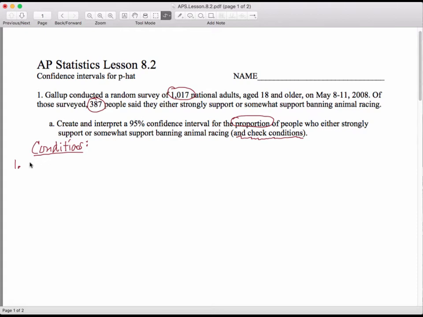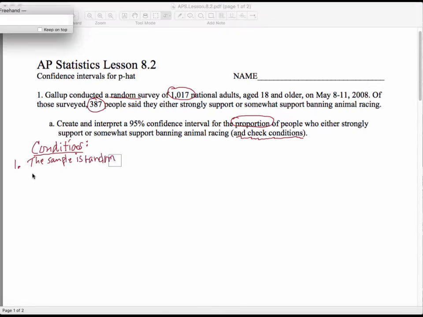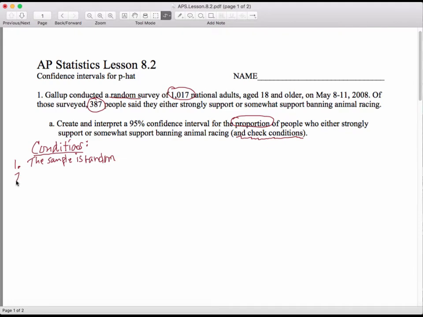So first of all, we want to make sure that it's a simple random sample. Well, it doesn't really say simple random sample, but it does say random, so we will just say this sample is random. Ideally, it's a simple random sample, but probably in real life, they might not have done exactly that. It's a little more complicated in real life to get a good sample.